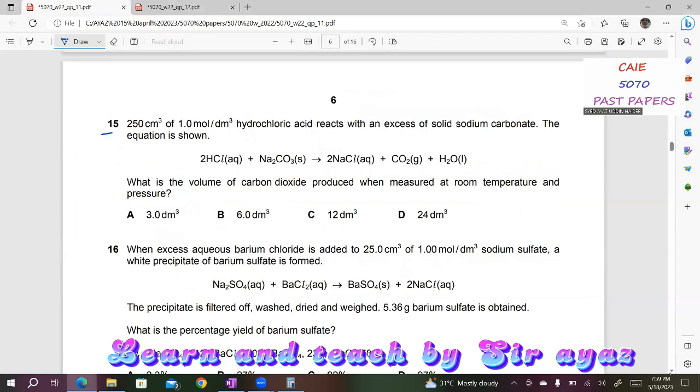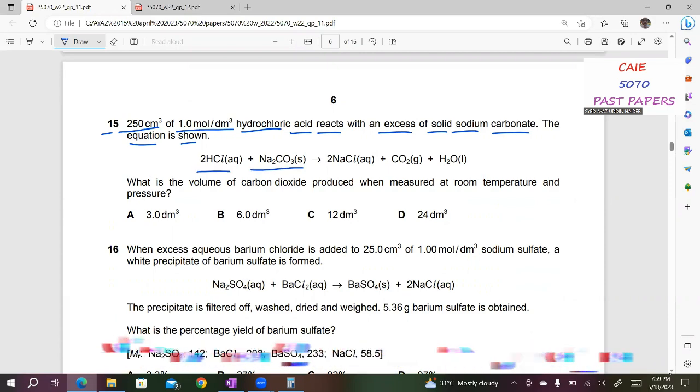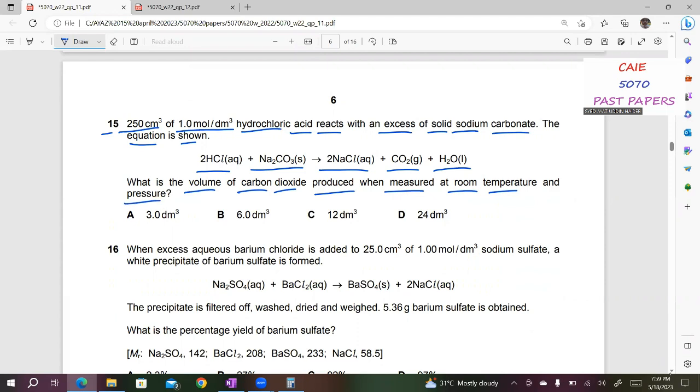Number 15. 250 cm³ of 1 mol/dm³ hydrochloric acid reacts with an excess of solid sodium carbonate. The equation is shown: 2HCl + Na2CO3 gives 2NaCl + CO2 + H2O. What is the volume of carbon dioxide produced when measured at room temperature and pressure? Now we want to calculate the volume of carbon dioxide at RTP. For this purpose, we need the moles of carbon dioxide. If you can calculate the moles of hydrochloric acid, then you can easily calculate the moles of carbon dioxide.